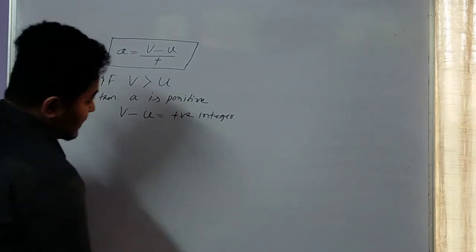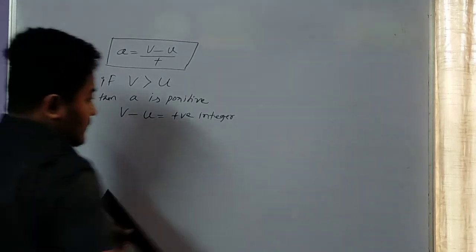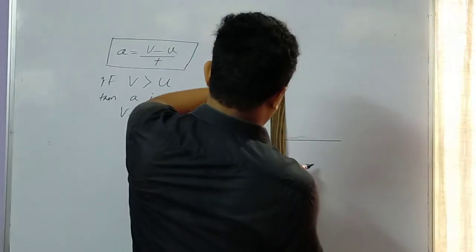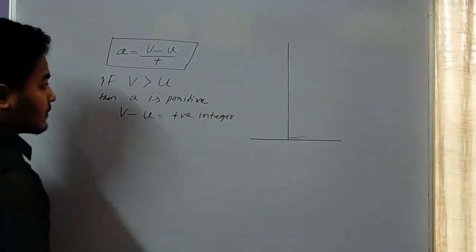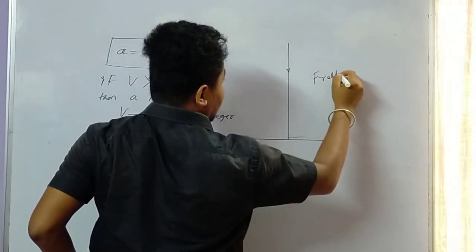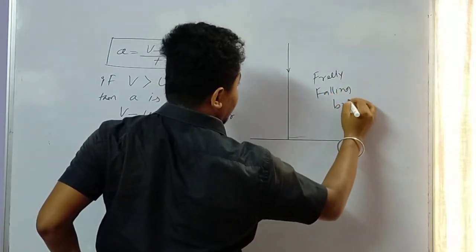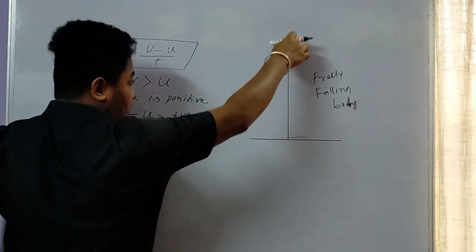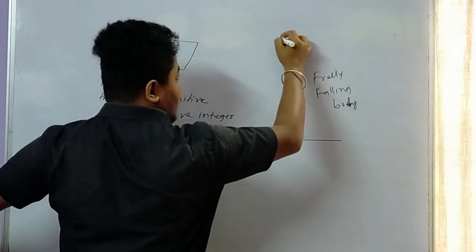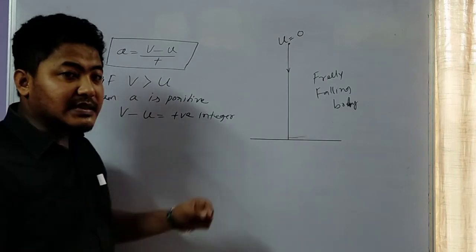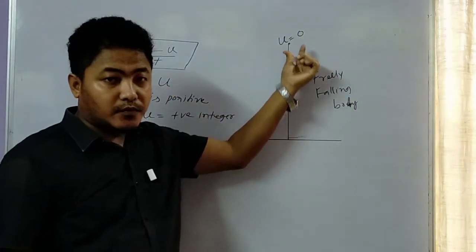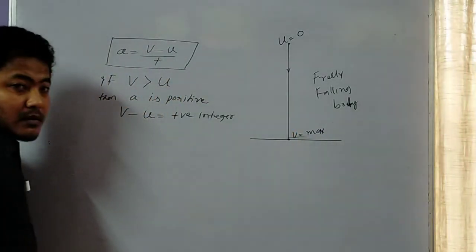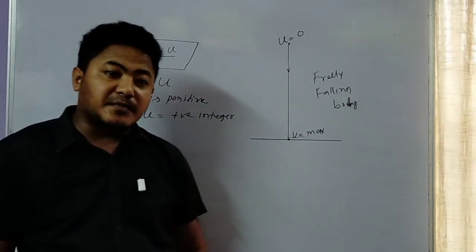If I take an example of it, suppose a freely falling body, a body falling freely. A freely falling body would be an example of positive acceleration, because once this body starts falling towards the ground, this will be the initial point. Initial velocity will be what? 0. At the beginning, the initial velocity of a freely falling body will be 0, but once it starts coming downward, at the final point the velocity will be maximum.